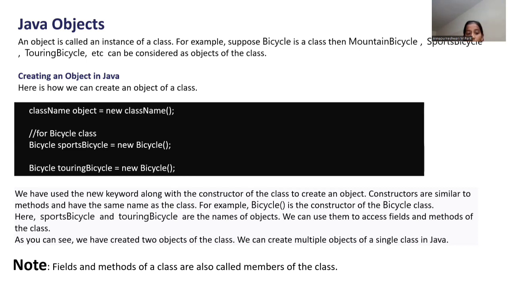We have used the new keyword along with a constructor of a class to create an object. Constructors are similar to methods and have the same name as the class. For example, Bicycle is a constructor of the Bicycle class. Here, sportsBicycle and touringBicycle are the names of our objects. We can use them to access fields and methods of the class. As we can see, we have created two objects of a class, a sports bicycle and a touring bicycle, and we can create multiple objects of a single class in Java. Note that fields and methods of a class are called members of a class.